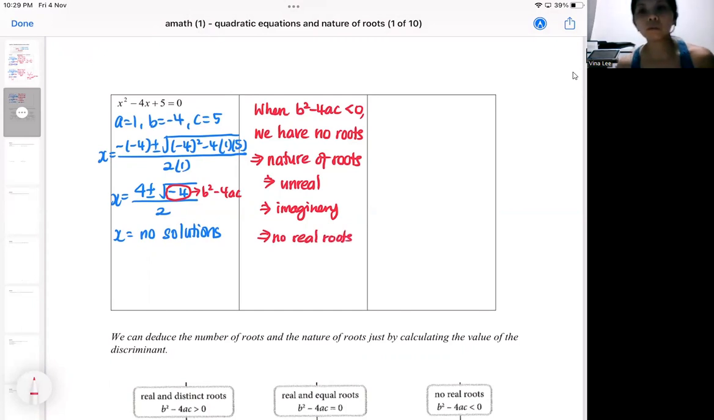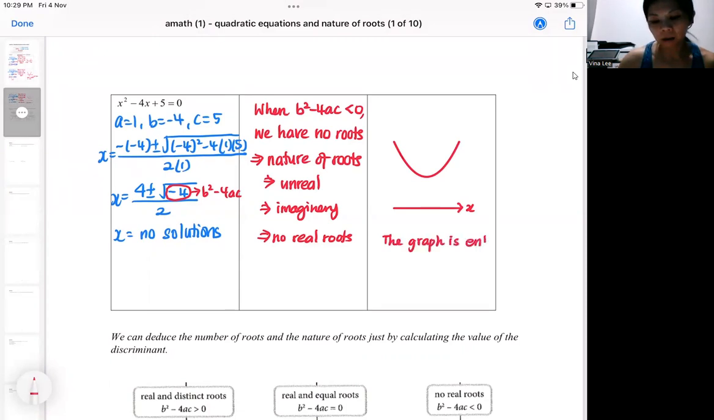So graphically, no real roots essentially means this. It means that the graph doesn't touch the x-axis, it doesn't cut at all. So if you look at the graph, the graph is entirely above the x-axis. So when it is above the x-axis, it doesn't cut the x-axis at all. So that's why you end up having no roots.